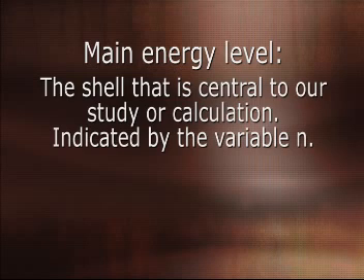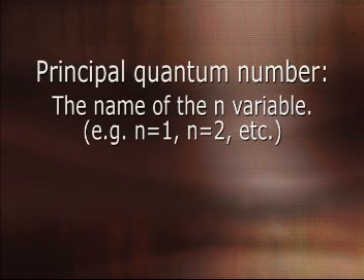Main energy level refers to the electron shells of the atom. In a given atom, the main energy level is indicated by a variable n. The main energy level is the shell that is central to our calculation. The principal quantum number is the number representing the main energy level. Thus, energy shell 1 would be expressed as n equals 1. If you were able to define the terms as they appear here, you are correct. Great job!